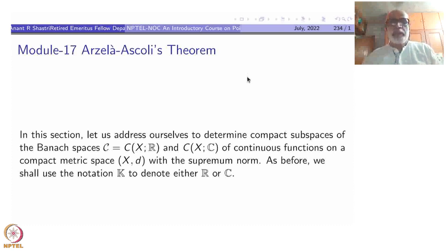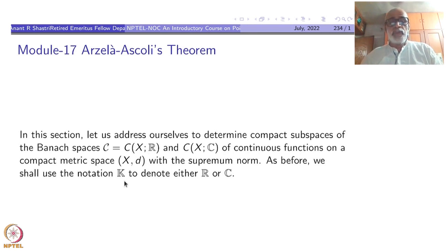So in this section, let us address ourselves to determine compact subspaces of the Banach space that we have introduced, namely continuous functions from X to R and continuous functions from X to C. So both of them we handle simultaneously, no separate proofs or separate techniques, where X is a compact metric space. Once you have a compact metric space, continuous functions are given the supremum norm. That is how it becomes a Banach space.